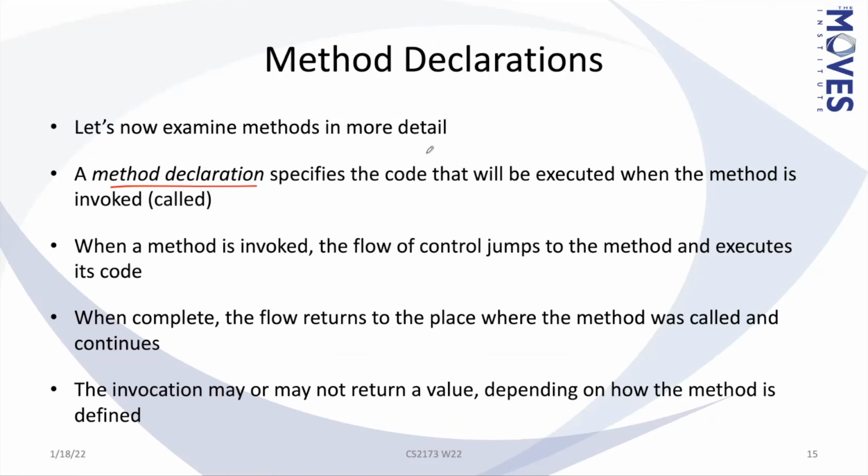When you invoke the method, the flow of control jumps to that method, executes its code, and then returns to where it was called. Scripting programs tend to work differently. In scripting programs, you start at the top of the page and work your way down to the bottom of the page line by line.